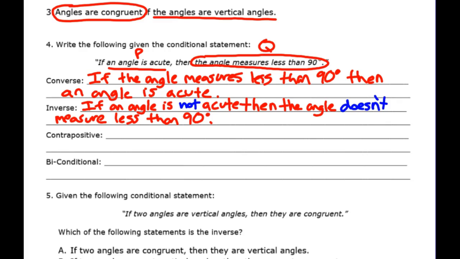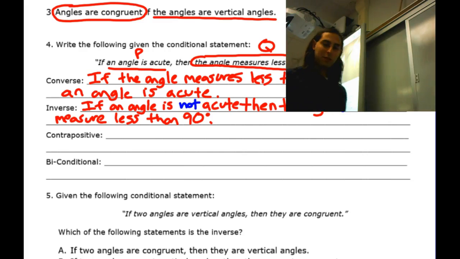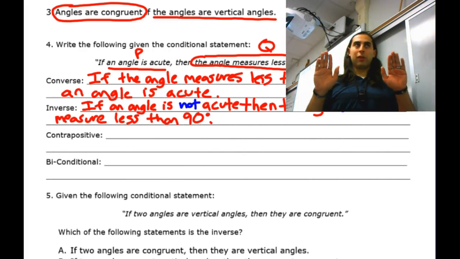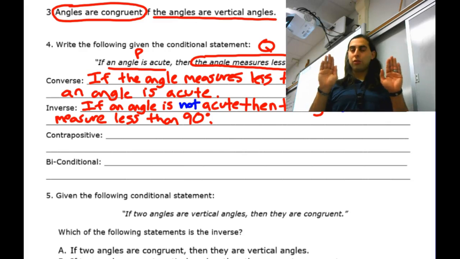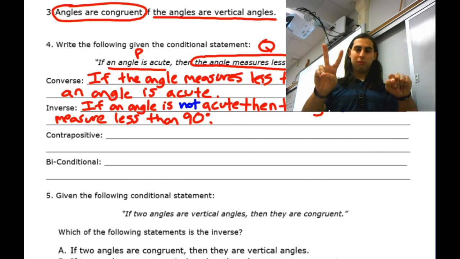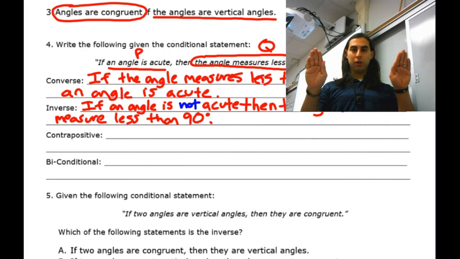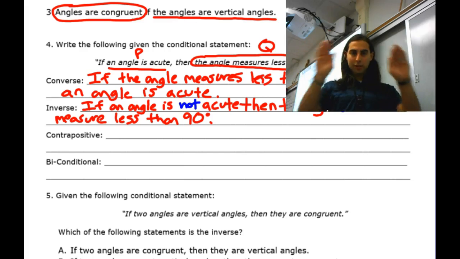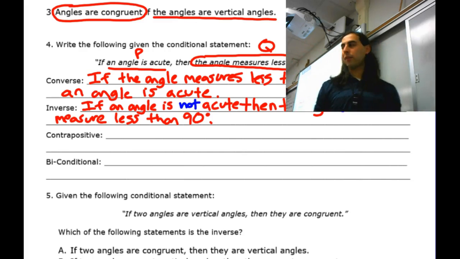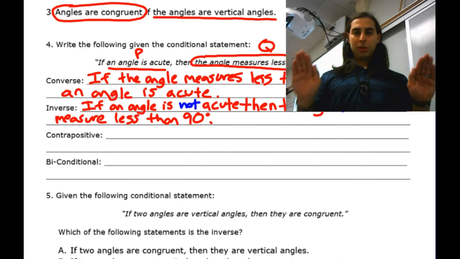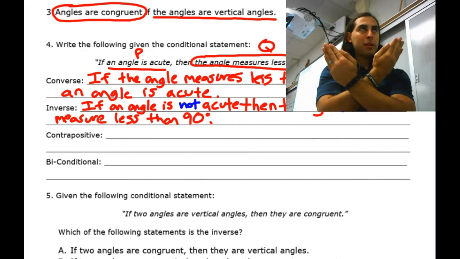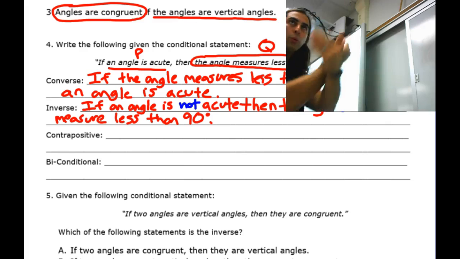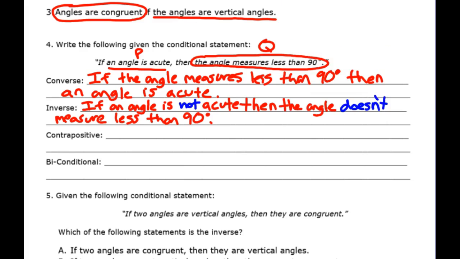Okay? Contrapositive, everyone's favorite one, because it turns into a little dance. Remember? So I got my conditional statement. So contrapositive, I'm going to do 2 changes. I'm going to switch the order and make it opposite. So again, contrapositive gives us a cool little dance, specifically switching the order and making it opposite. So let's try that on this sentence. If an angle is acute, then the angle measures less than 90.